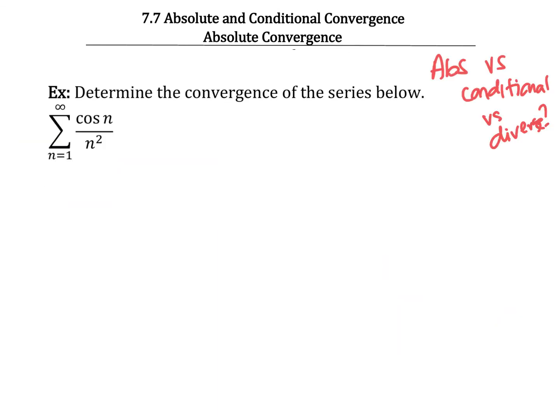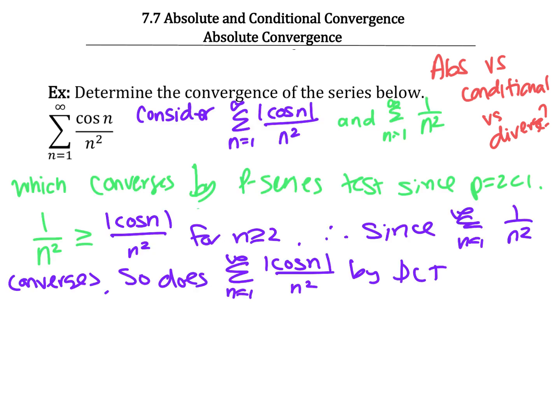So here's the series. I want you to consider whether it converges conditionally, absolutely, or diverges. Go ahead and pause the video and work through it completely on your own. So we're going to consider the series whose terms are only positive, so the absolute value of cosine of n over n squared, and we're going to compare that to the series 1 over n squared, which we know converges by the p-series test, since p is 2 and 2 is greater than 1. Last time I checked, 2 is greater than 1.